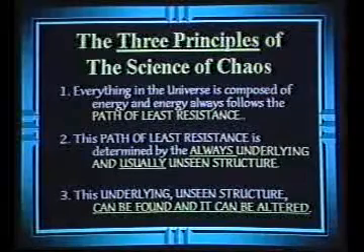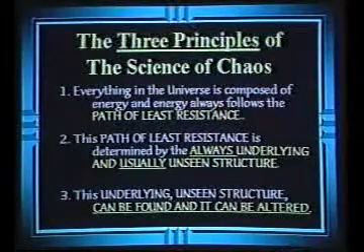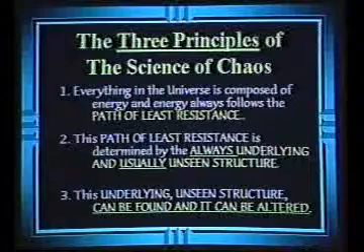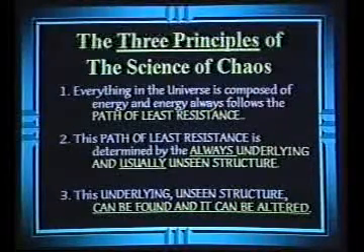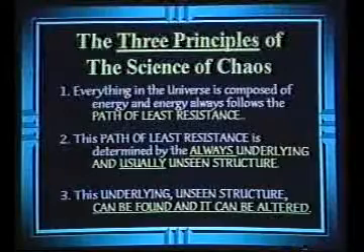Then the third principle, which is kind of our savior here, is that this unseen, unnoticed underlying structure can be discovered and it can be changed. So that's what we're all about. That's what this entire program is about. Finding out what the underlying structure of the market is, finding out what our own personal underlying structure is, and then getting them into alignment, and then winning will be as easy as rolling downhill.